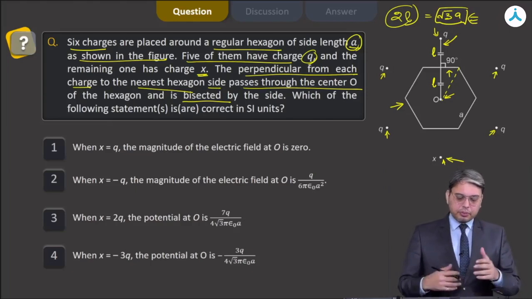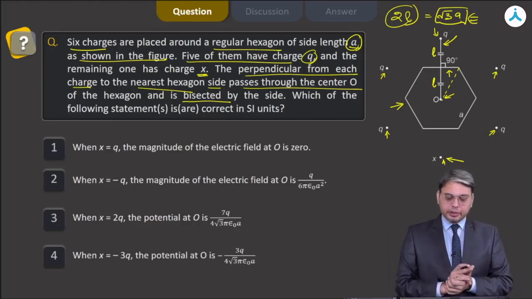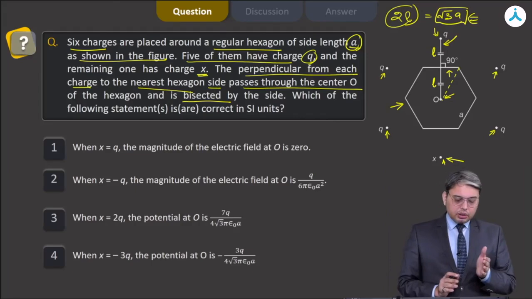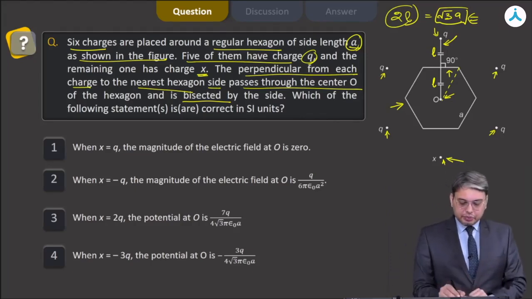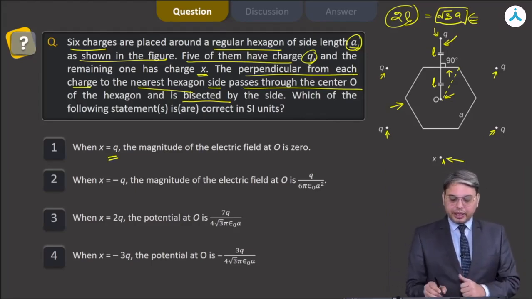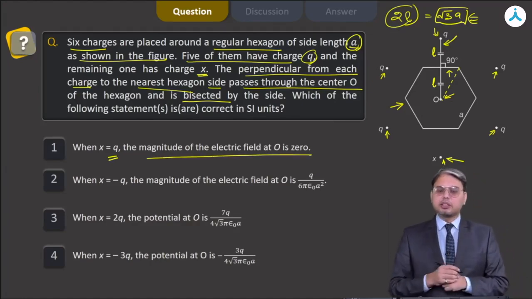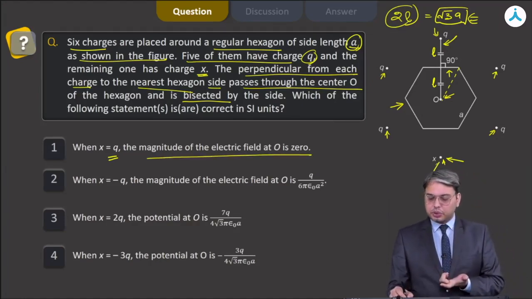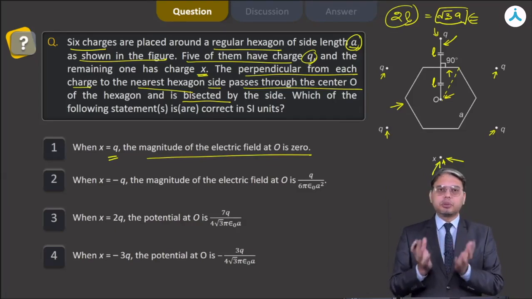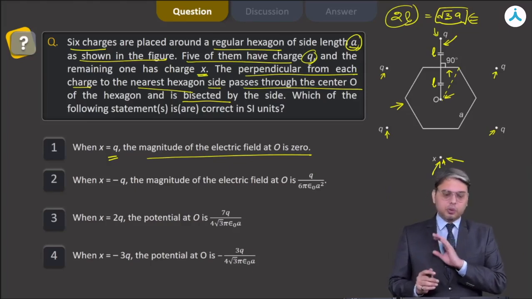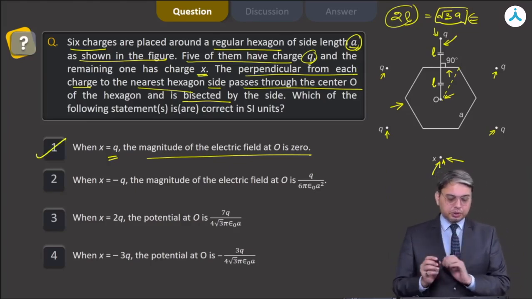Now, from the following statements, we are supposed to find out the correct statements. Option 1 says that when x is equal to q, magnitude of electric field at O is 0. So, if x is equal to q, all the 6 charges placed symmetrically having the value q would definitely cancel out each other's electric field components at point O, and the net electric field at point O is going to be equal to 0. That would make option 1 a correct option.